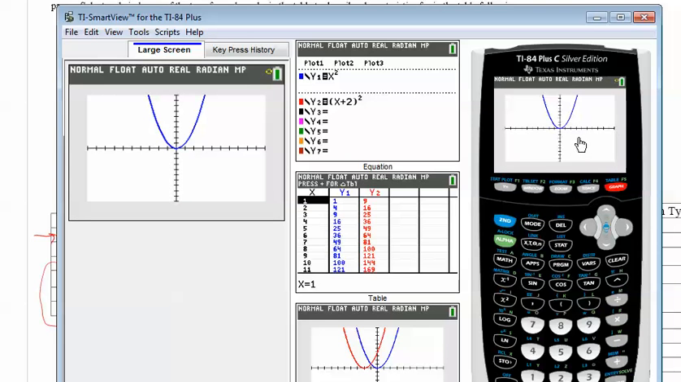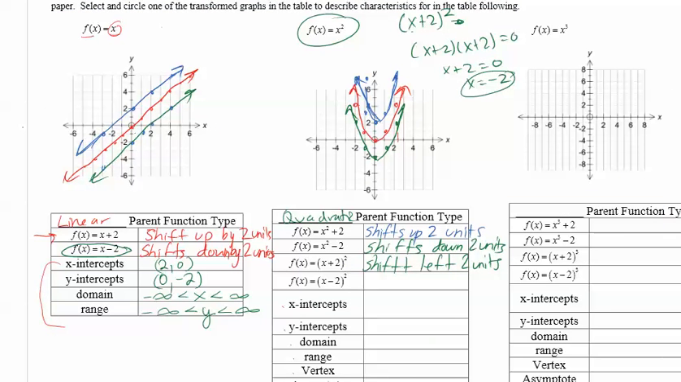Oh, okay, so there's our parent function. And if you guessed that it shifts it to the right 2, then you were correct. Okay, so subtracting 2 directly from x shifts your function to the right 2. So it's going to shift right by 2 units.